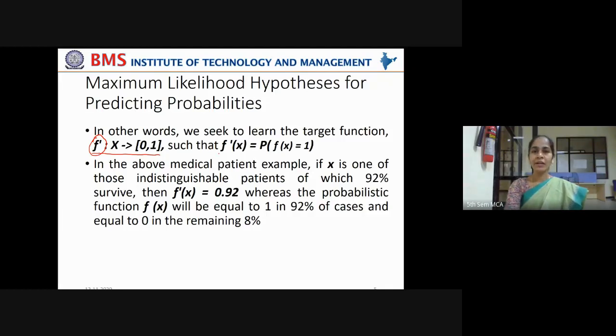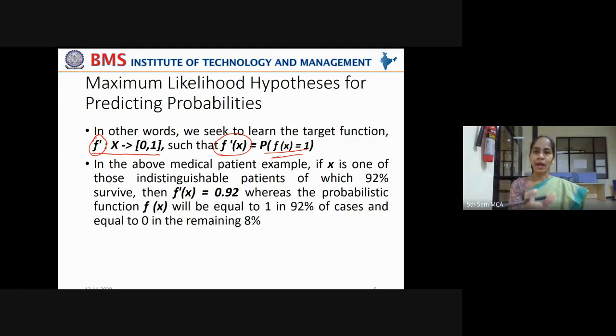Now, such that f dash x is equal to probability of that f of x equal to 1. Means if that training example's output equal to 1, then you can count it as that particular patient symptom have occurred. You have encountered a patient with that particular symptom. Okay, that is what you mean. Probability of f of x equal to 1.